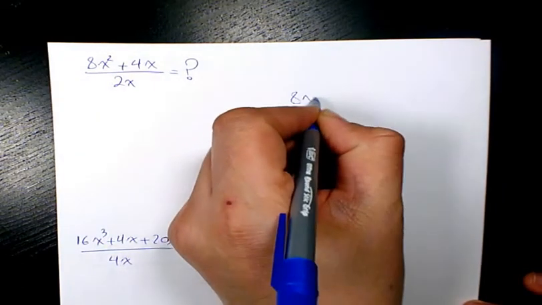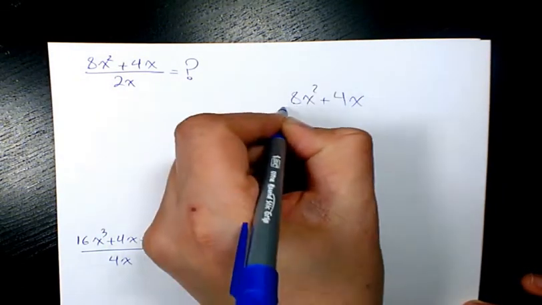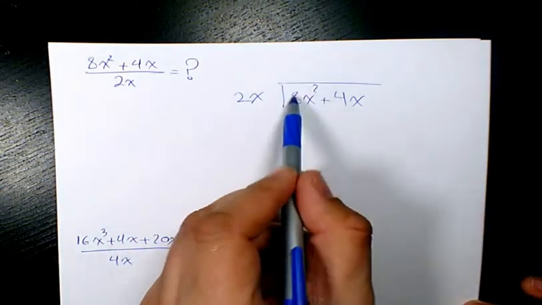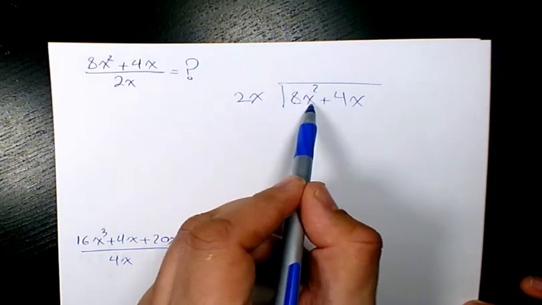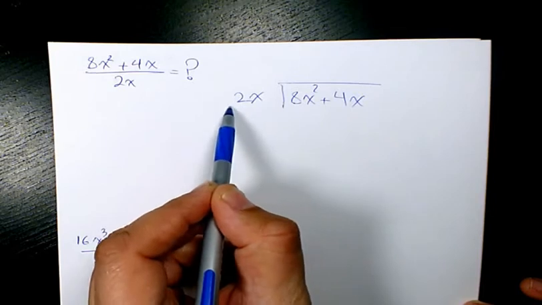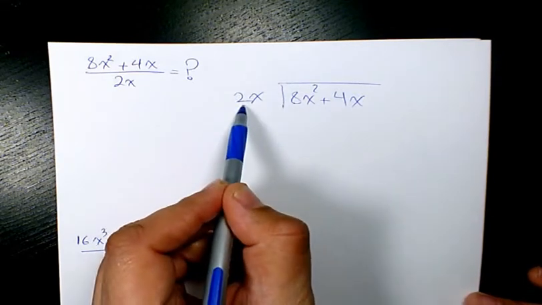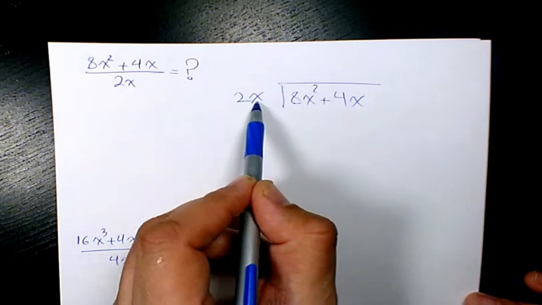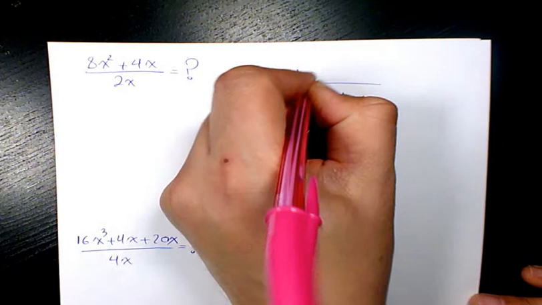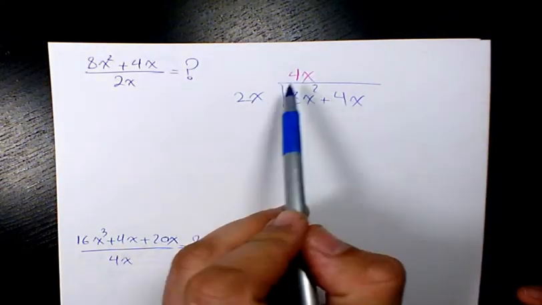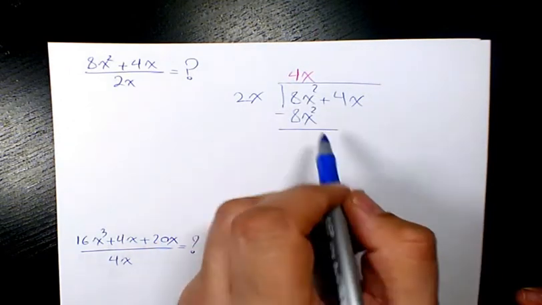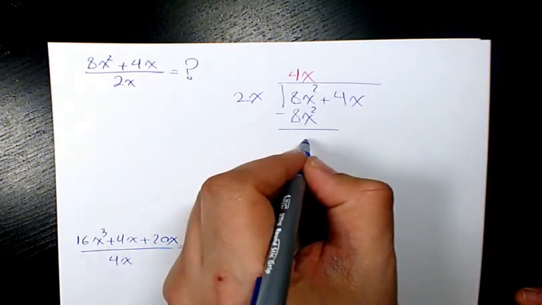So I'm gonna have 8x squared plus 4x divided by 2x. I'm gonna find the term with the largest exponent divided by the term with the largest exponent. We have just one term here, but in general we need to find out the largest term. So 8x squared divided by 2x will be 4x, and then I need to multiply 4x by 2x. It is going to be 8x squared, and then you subtract it. 8x squared minus 8x squared is going to be 0.